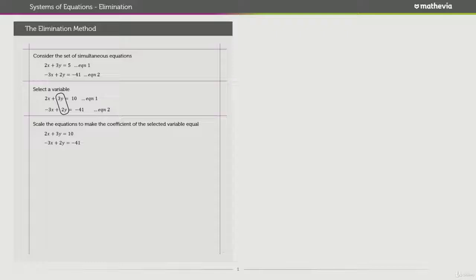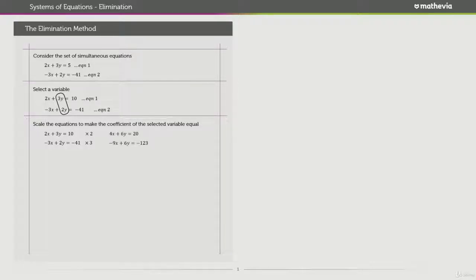And so what we're going to do is multiply the equations by certain numbers, okay, to get the coefficient of the selected variable equal. So we want to have the same coefficient for y in both equations. At the moment we have 3y in equation 1 and 2y in equation 2. Now here's what I'm going to do. I'm going to multiply equation 1 by 2, okay, and I'm going to multiply equation 2 by 3.